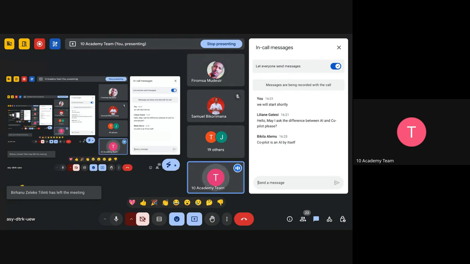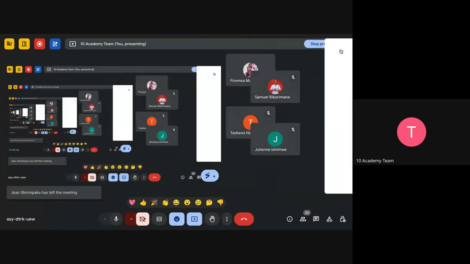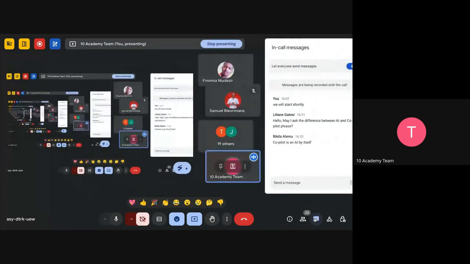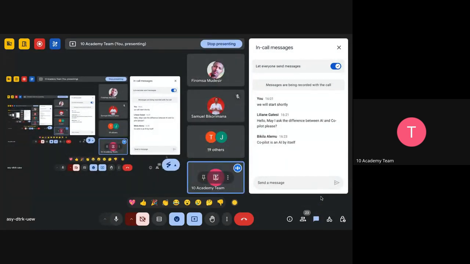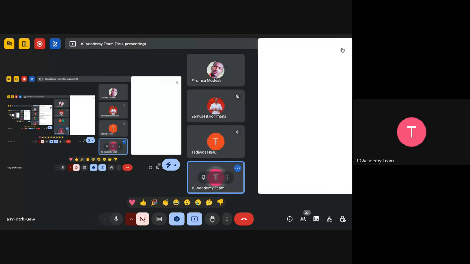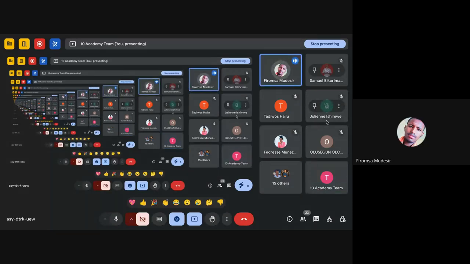Yeah, Bikila, I know that Copilot is an AI assistant tool by itself, but it's a chatbot. We have a demo session, by the way, it's not the end of the session. Okay, is that an answer for Lillian? Yeah, Copilot is one of the AI tools that we have, and we have a lot of different AI tools. Gemini is there, ChatGPT is there, and a lot of others. Fromsa, do you want to say something? Fromsa? I get my answer.